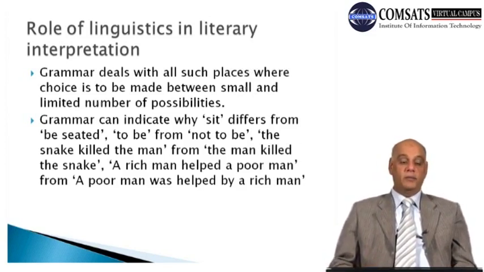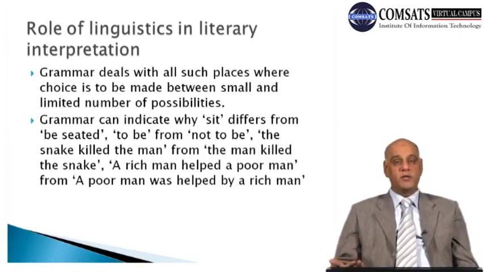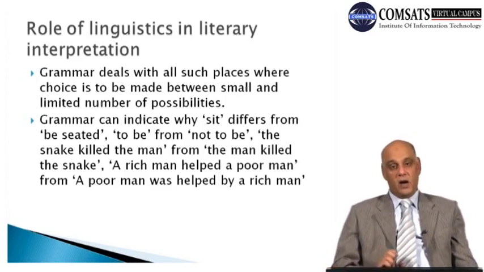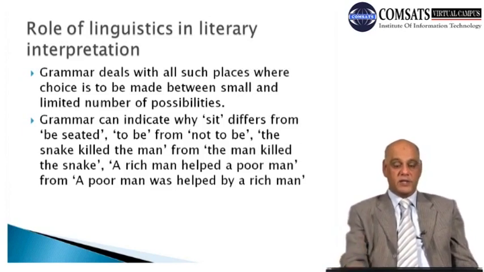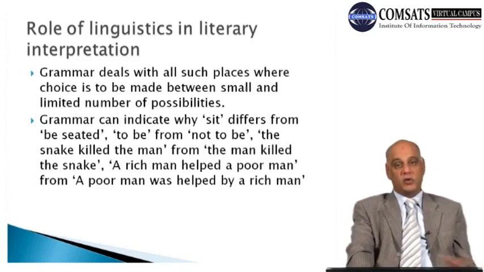A rich man helped a poor man differs from a poor man was helped by the rich man. An active voice, and the next one is a passive voice sentence. So grammar can identify where the subject is and where the object is. A rich man helped the poor. Rich man is the subject here, and the poor man is the object. But when you change it and put poor man at the start, then it becomes a passive voice structure, and that is where the grammar domain starts. So grammar can distinguish between sentences, between expressions, and can help us decide what choice is correct and what choice is wrong.